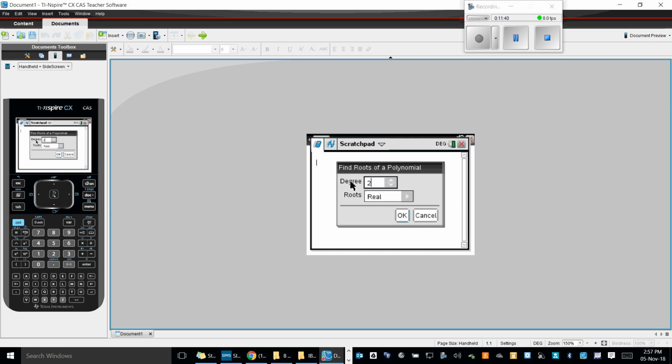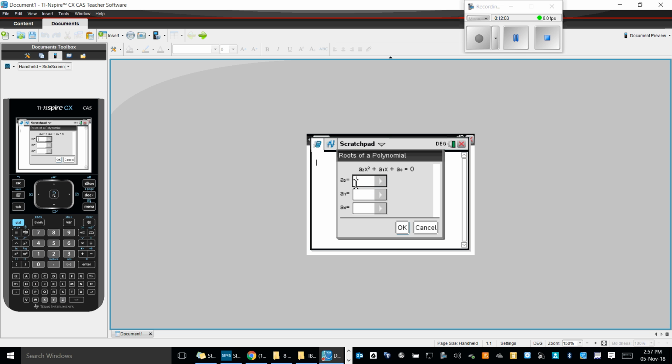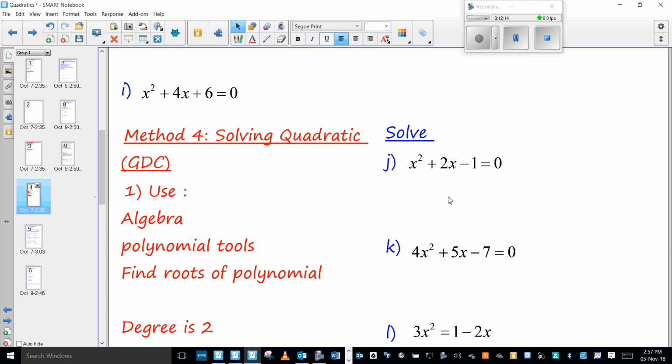Now the degree, that's a degree 2 because it's a quadratic. Girls, stop being silly. If you were trying to solve a cubic, you would change that to be a 3, and so on and so forth. Now the roots are real roots, so don't worry too much about real and unreal, but just make sure it says real and press OK. Now here, you can see it compares to what you've got in front of you. So we go back to our question. You need to make sure it's equal to 0, and then you're comparing these values.